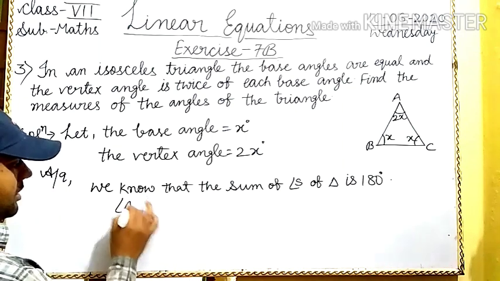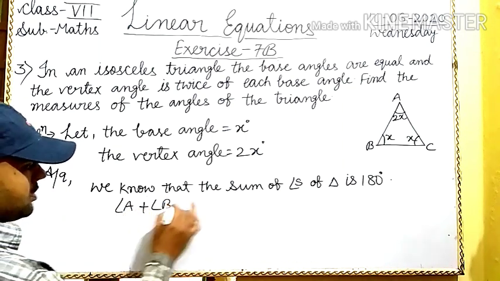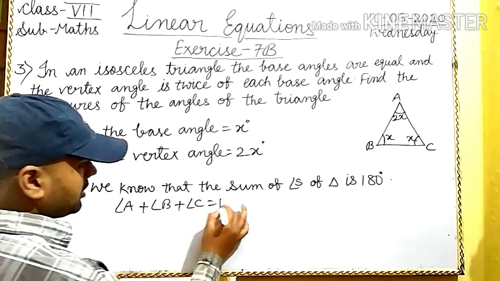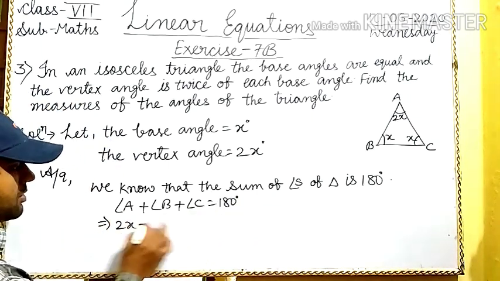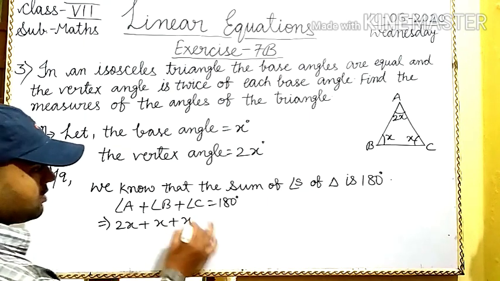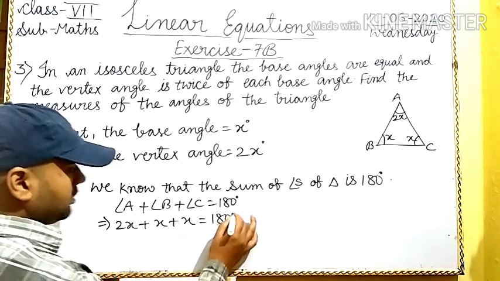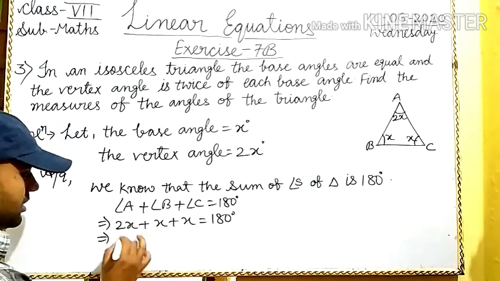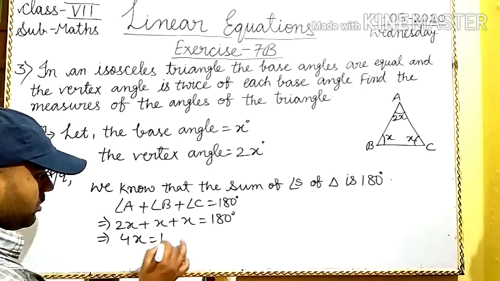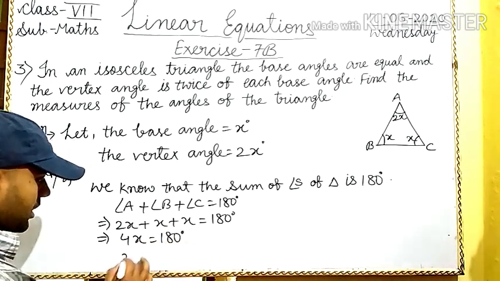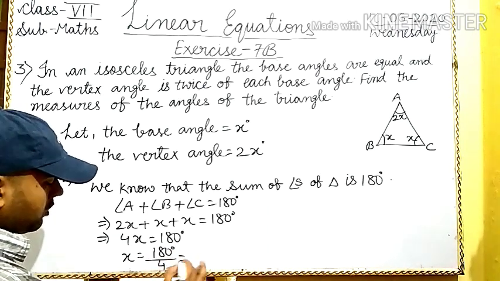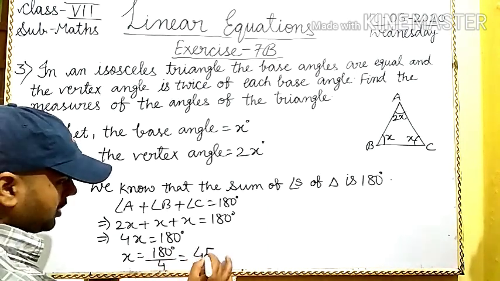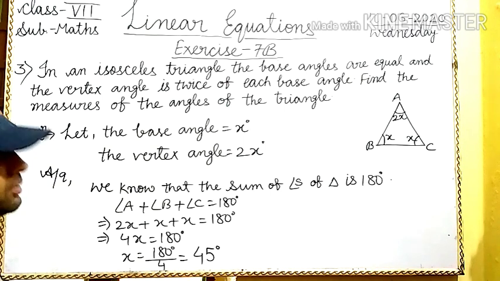Here angle A plus B plus C is equal to 180 degrees. Here angle A is equal to 2x, so 2x plus x plus x is equal to 4x, which is equal to 180 degrees. x is equal to 180 degrees upon 4. 4 fours are 16, 4 fives are 20, so x is 45 degrees.